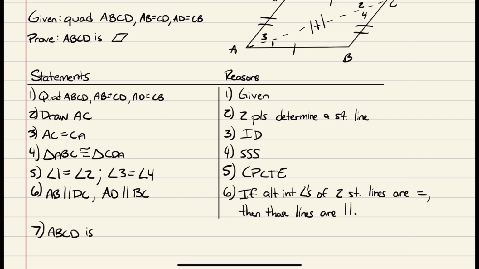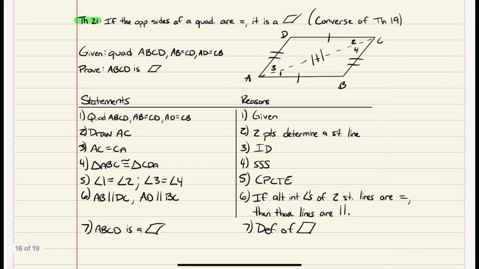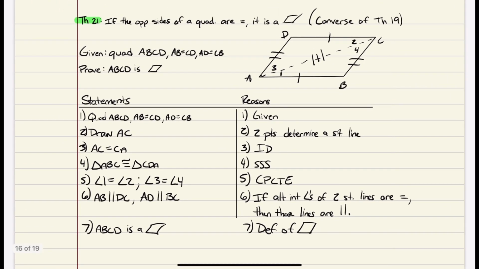ABCD is a parallelogram. Definition of parallelogram. All right, there it is. Theorem 21: if the opposite sides of a quadrilateral are equal, it is a parallelogram.